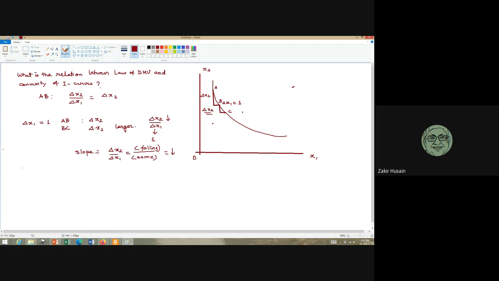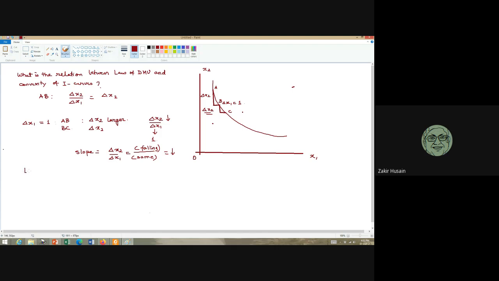Achha. Now, so out there, how is BC larger? So del x2 for AB should be larger, no? Yeah. Okay.